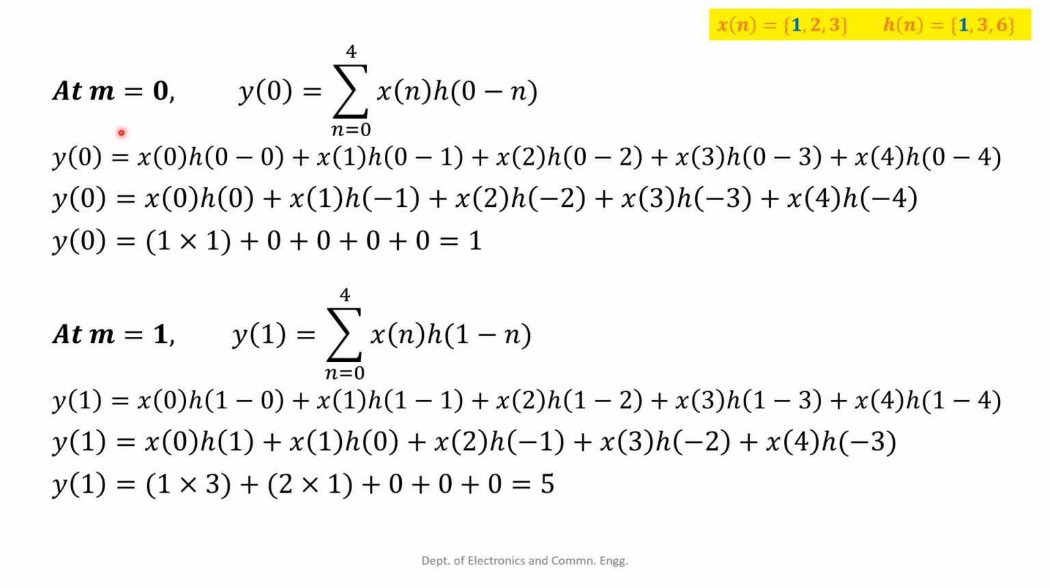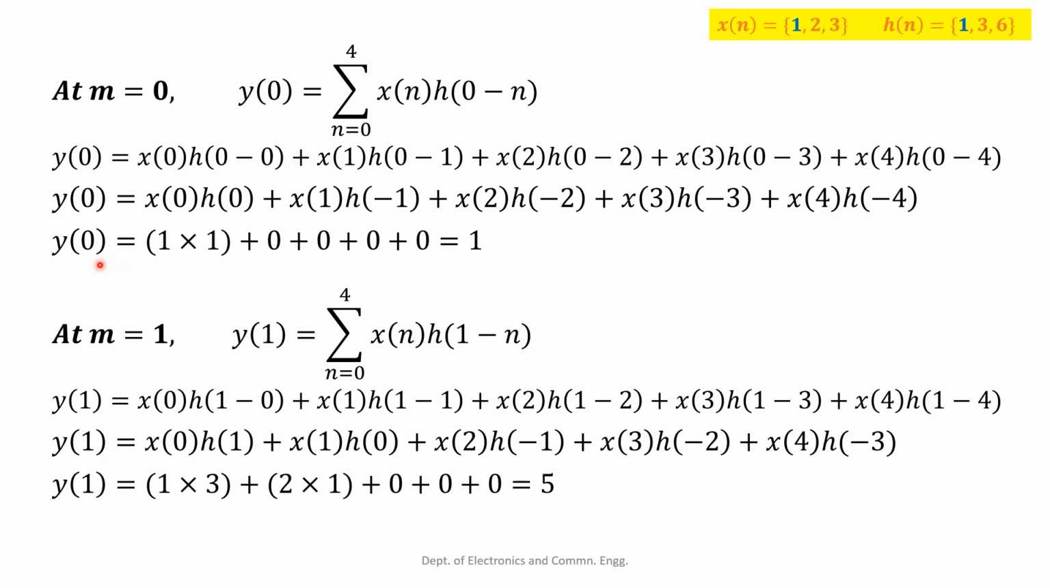Now calculating at each value of m. At m equals 0, we calculate y of 0, which equals summation n equals 0 to 4 of x of n h of 0 minus n. Expanding this summation, we get x of 0 h of 0 minus 0, x of 1 h of 0 minus 1, x of 2 h of 0 minus 2, x of 3 h of 0 minus 3, plus x of 4 h of 0 minus 4. Now solving this, we get this realization.